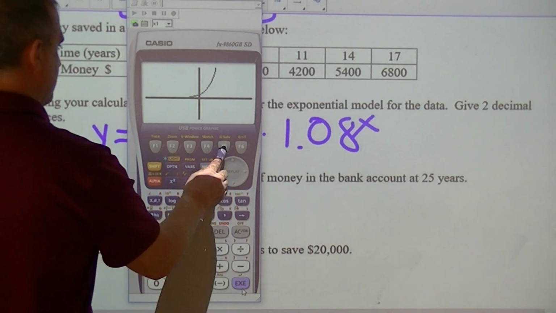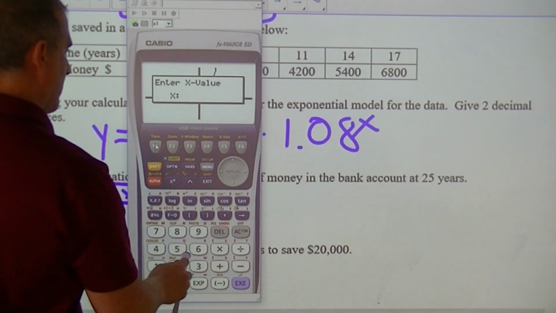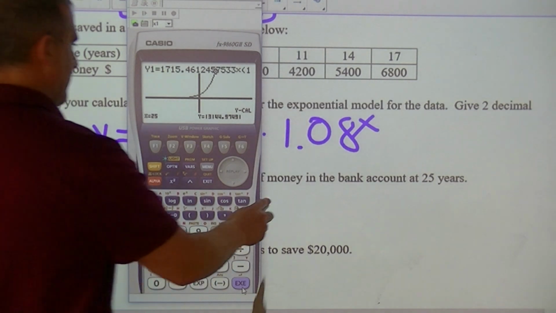Okay, so we're gonna do G-solve, Y-cal, and put in 25, and I get 13,014.97.